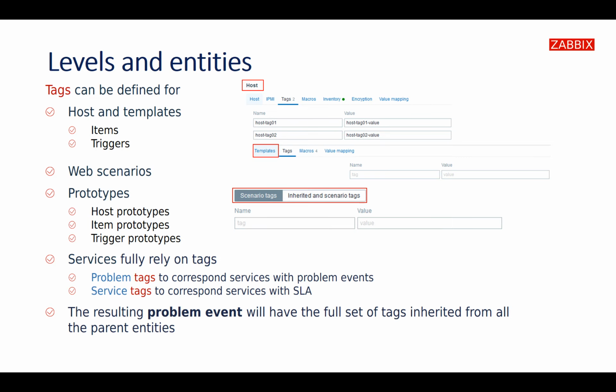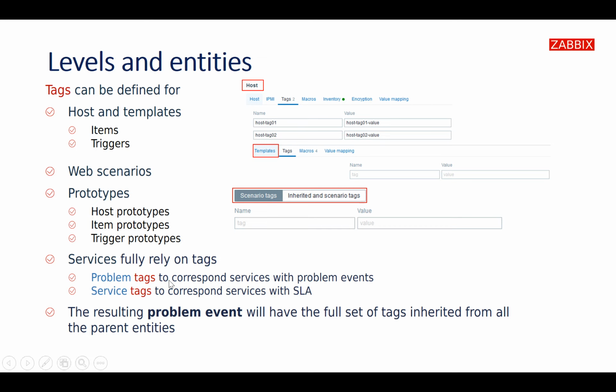And where can you define tags in Zabbix? There are multiple places for that. Tags can be defined for hosts and templates as such, on the host and template level, and for entities like items and triggers on host and template level. Web scenarios can have tags of their own. Different kinds of prototypes defined in low-level discovery rules, like host prototypes, item prototypes, trigger prototypes, and graph prototypes, can have tags defined on their own level.